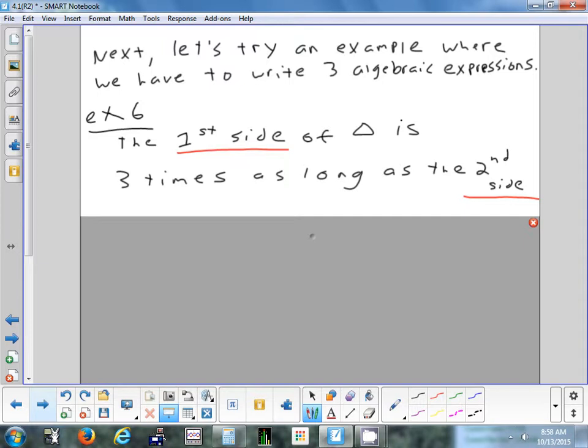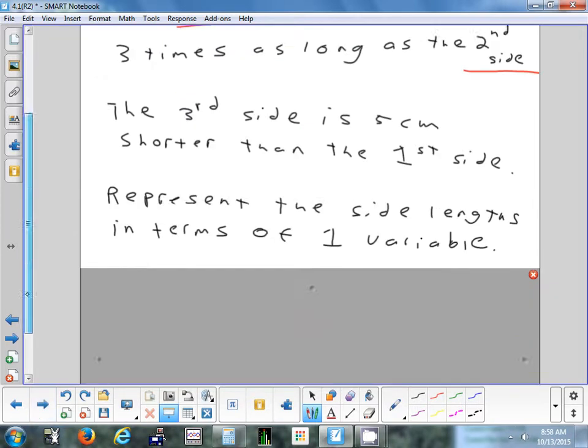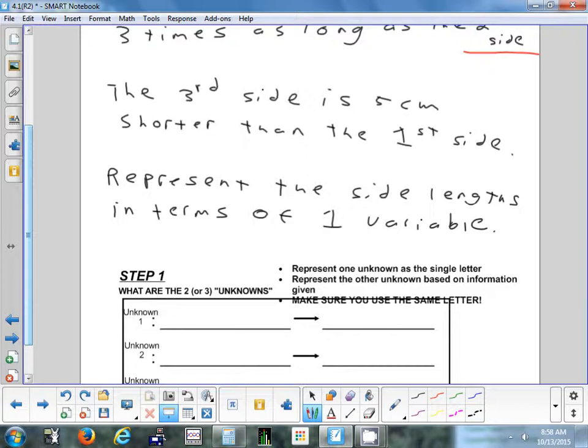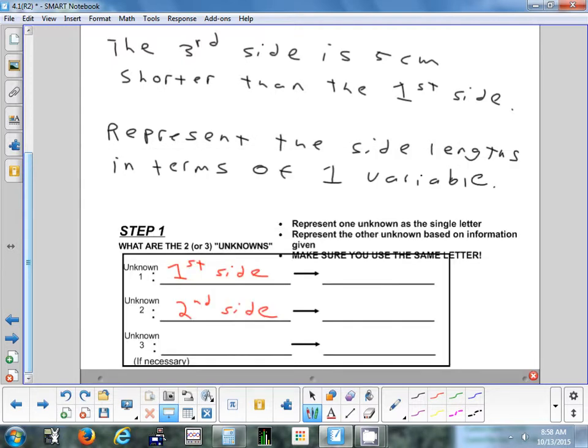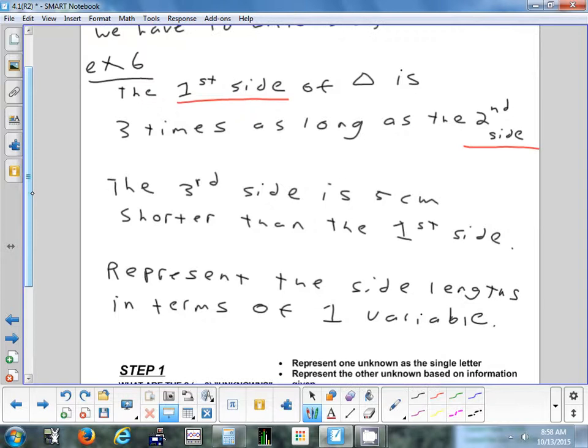So let's just start by writing those down. Don't even worry about this other sentence yet. Unknown 1, just put first side. Unknown 2, second side. So I'm going to start with that. Now, let me read it again. The first side is 3 times as long as the second. What gets the single variable here? First side or second side? Second side. How come? Good. It's the one at the end of the sentence.